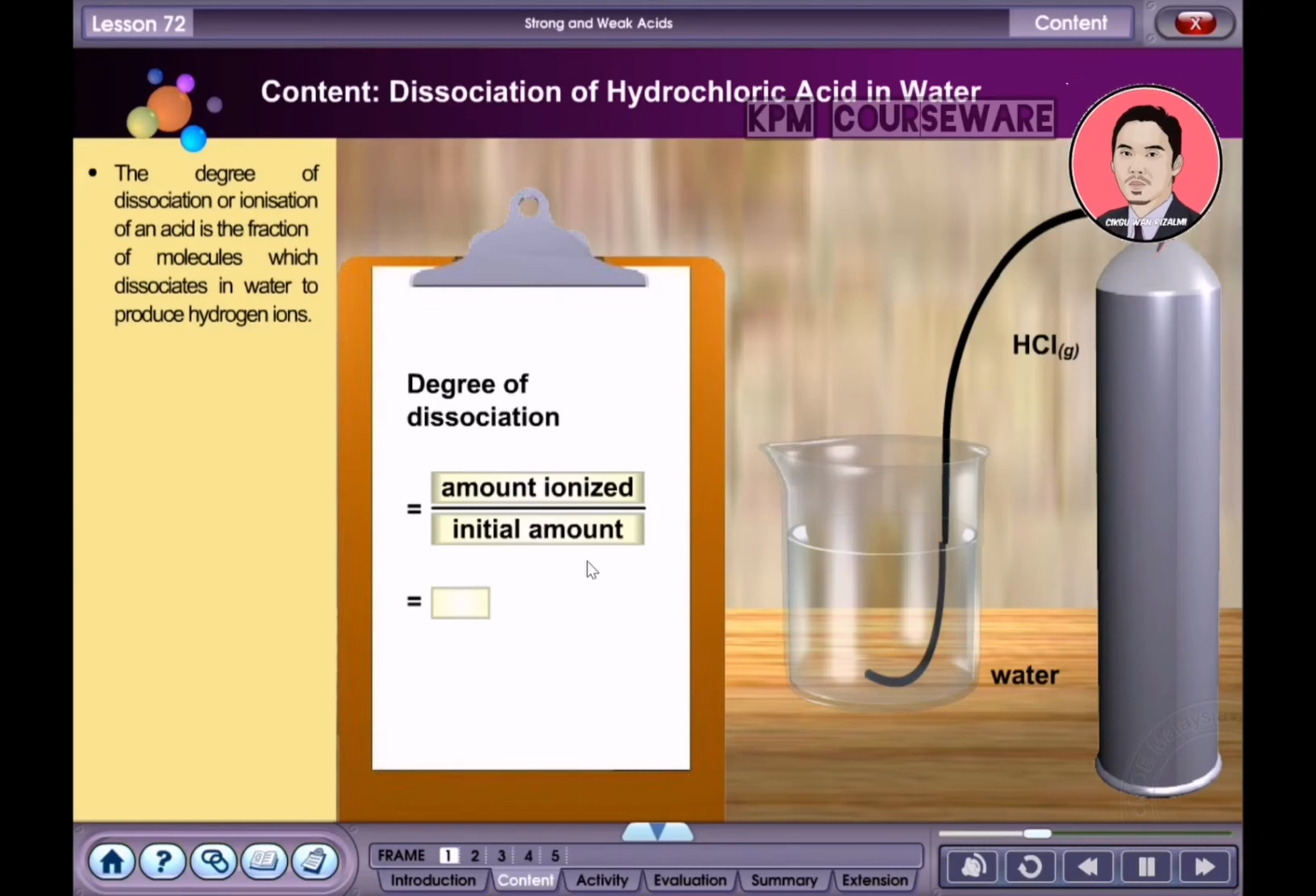Click on the hydrogen chloride gas. Key in the number of hydrogen chloride molecules that you can see. Now click on the valve to pass the hydrogen chloride gas into the beaker of water. Type in the number of molecules that have dissociated.